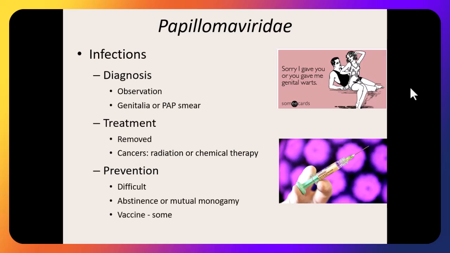Prevention is difficult because a lot of people pick up this virus. They didn't know where they got it from, always touching inanimate objects. Things to try to prevent some of them. Abstinence, mutual monogamy is going to stop some of the spread of some of the viruses. But we do have a vaccine against some strains.